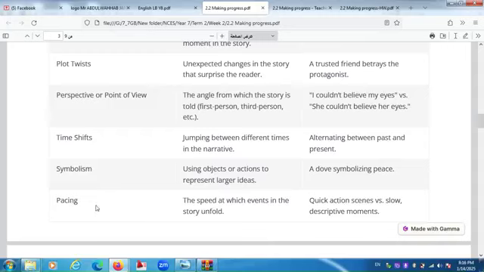Pacing is how fast you are in narrating your story, the speed at which events in the story unfold. When you have a slow pace, you are trying to create suspense. When you have fast pacing, you are quick in delivering action scenes in order to wrap up or to show the reader that we have something more important. So quick action scenes versus slow descriptive moments.